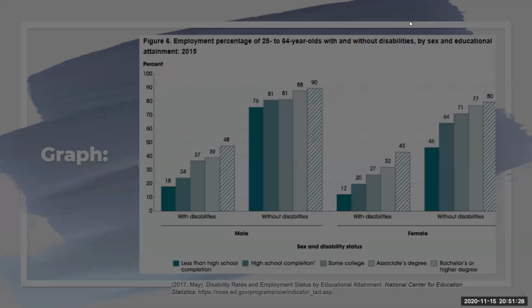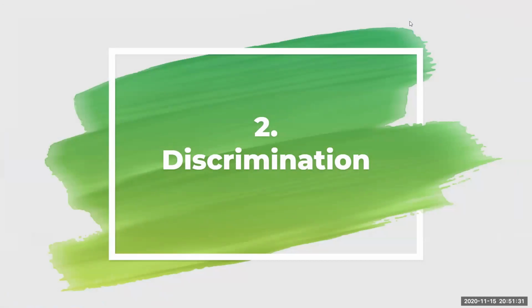My second topic of discussion is discrimination, though it was touched on lightly in the prior section. Discrimination is the unjust or prejudicial treatment of different categories of people or things, especially on the grounds of race, age, or sex, as defined by Oxford.